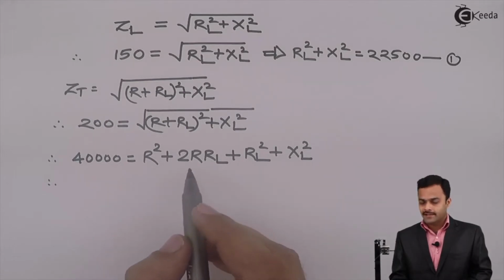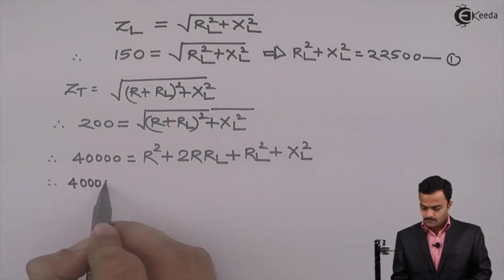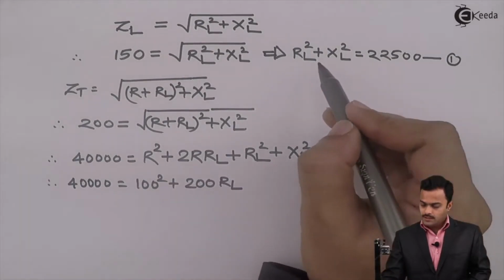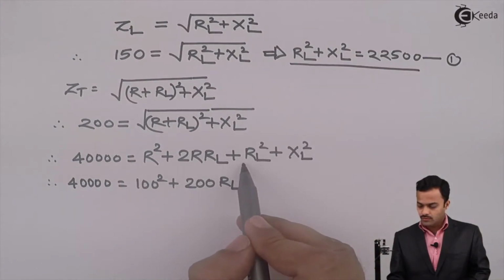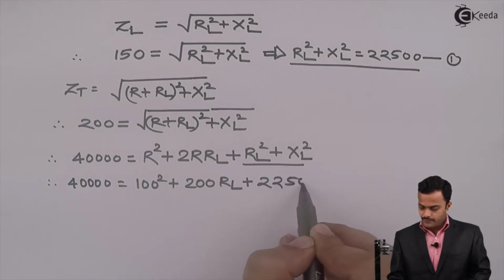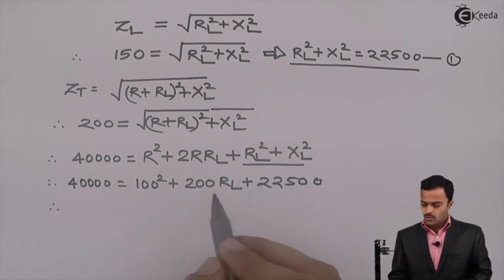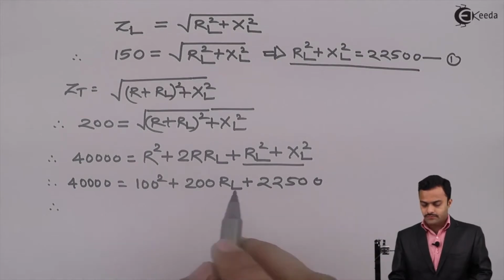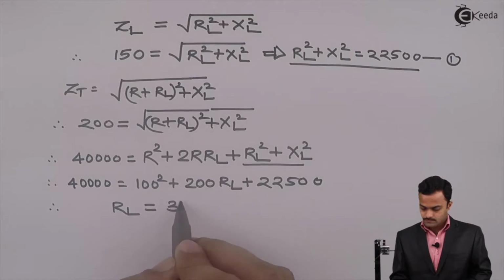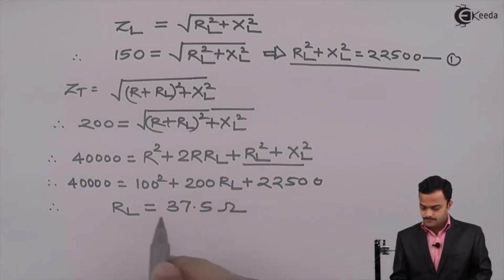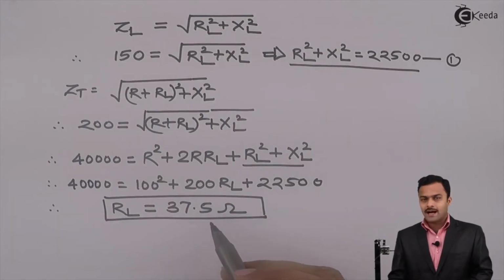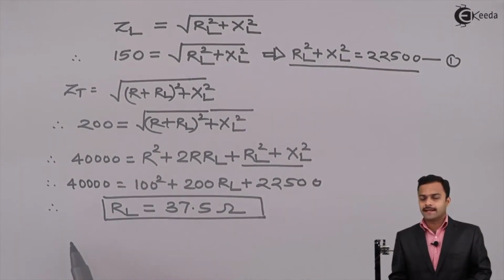I know R is 100 ohm, and I can use this expression over here. So it is plus 22,500. So only unknown is RL. So if you solve, you will get RL equal to 37.5 ohm. Once you will get RL, using this relationship, you can get XL.